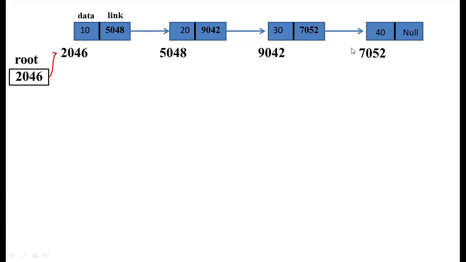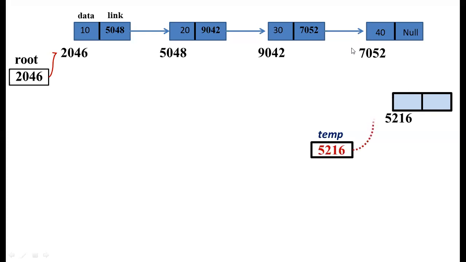So now we are inserting one more element. Suppose that the node is already ready. For example, using the malloc function, we can create a temporary variable and it gets some memory allocation. Using the malloc function, we are allocating the node, say at some location 5216. First, we are collecting the address into the temporary variable. So that 5216 we are connecting to the temporary variable. This is the temporary connection.